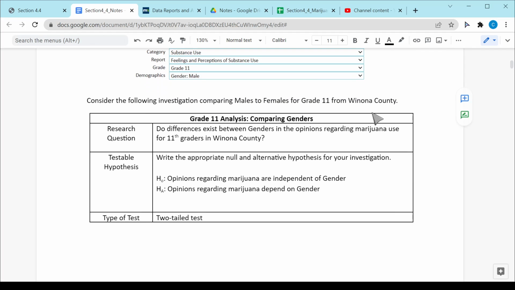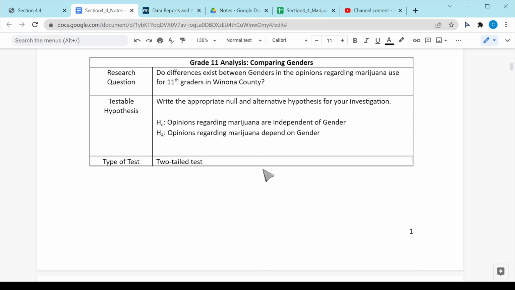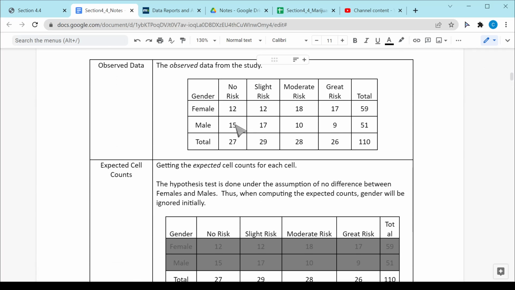But here I'm looking at Winona County, I'm looking at grade 11, and I want to know whether or not differences exist across genders for these individuals. Here's the H0 and the HA. This is what my table looks like.